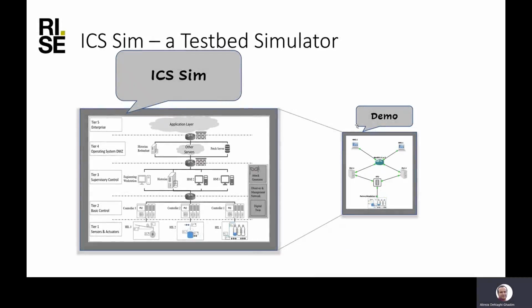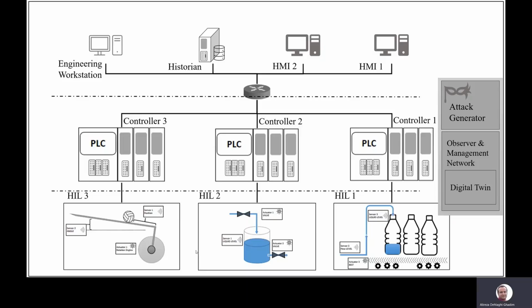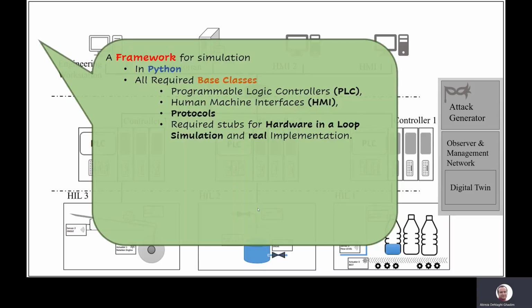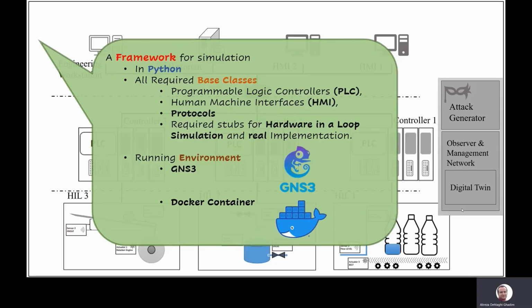In this video, I want to present the ICSIM testbed. The ICSIM only covers the first 3 layers needed for our intrusion detection methods. ICSIM is a framework that can simulate an entire control system. We have used the Python language to use a wide range of shell components. The framework has all base classes for DCS components such as PLCs, HMIs, protocols, and hardware simulation. Testbed components are runnable containers, which are compatible with the GNS3 network simulator or Docker container technology.